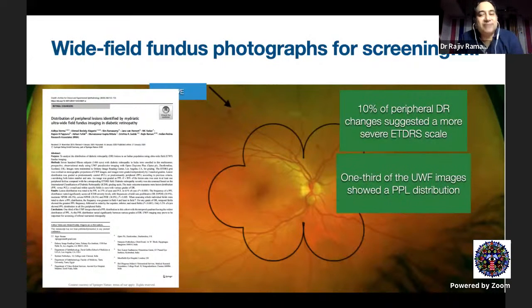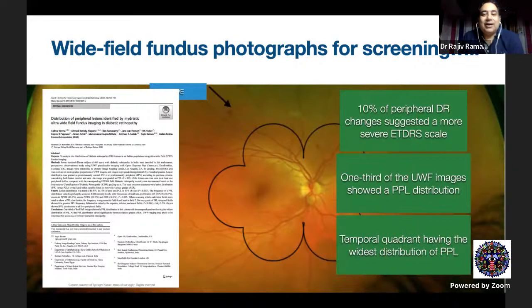A third of these ultra-wide field images show predominantly peripheral lesion distribution. And we also found that the temporal quadrant has maximum distribution of PPL. And Dr. Paulo Silva's group also very nicely showed that patients who have this PPL, their chance of progression is nearly 4 times more. So we cannot afford to miss these patients. That's the reason the thought is coming now whether a single field is enough or not, but for community screening, definitely yes. If resources are there, ideal would be wide field fundus camera screening for all.